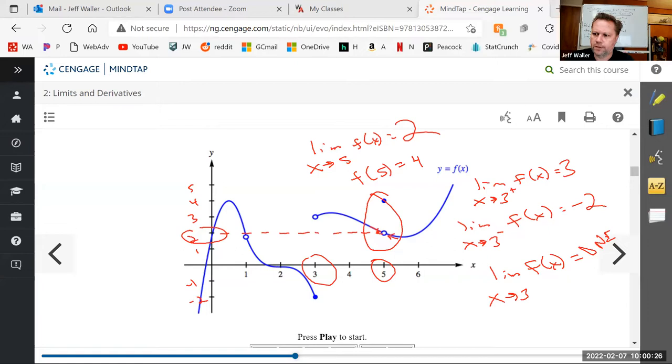Let me clear all this away. I'm trying to remember. What other questions could I ask you here? Oh, I could ask you, explain why it's continuous at 2, right? Using the definition of limit, why is it continuous at 2? Well, does f of 2 exist? Yes. Does the limit as x goes to 2 exist? Yes. And do those agree with each other? Do those equal each other? Yes. Right. So that's what you would say, right?